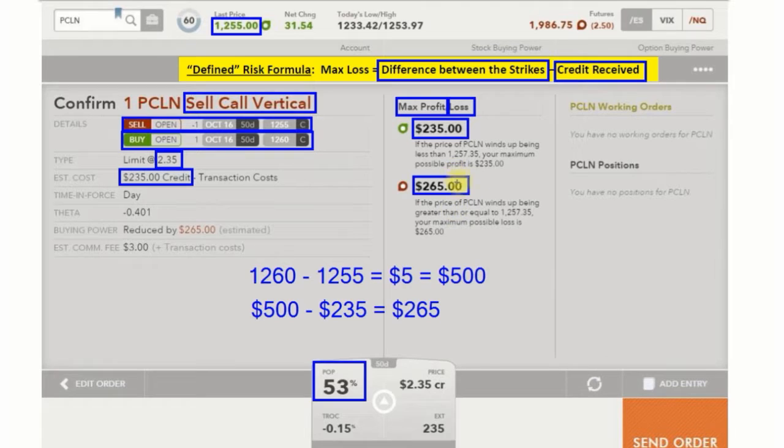is $265. And again, this plays out into our rule number one with trading, which is if you can lose more than you can win, which you can in this case, right? You can lose $265 and the most you can make is $235, so you can lose more than you can win. Our POP has to be above 50%, and it is. It's 53 in this case. That is basically selling a call vertical and how it's broken down.